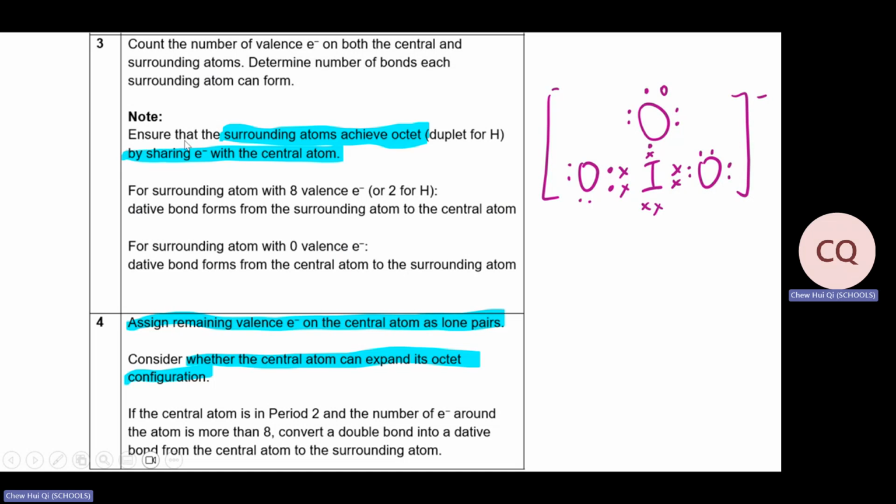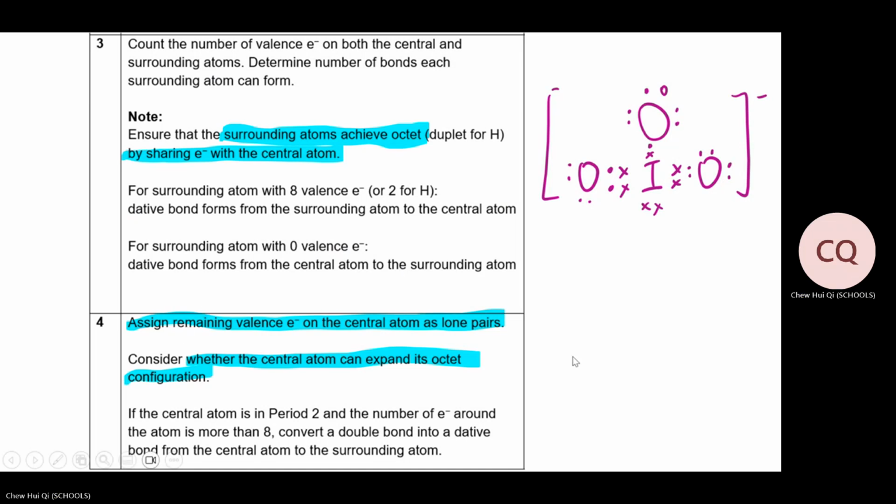Second step, look at where my cursor is. Next, ensure that the surrounding atoms achieve octet. All your oxygen must achieve the octet configuration, which is 8 valence electrons. Because it's in group 16, each of these 2 oxygen atoms will share 2 electrons with iodine. That's how you piece up the double bond for these 2 oxygen. But the oxygen atom at the top has already gained that 1 electron. To achieve octet, it just needs to share 1 more with iodine. So this is how you get the dot and cross.